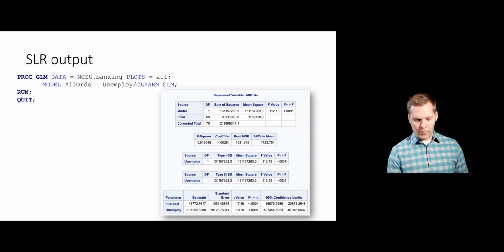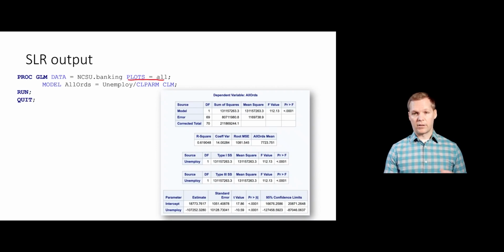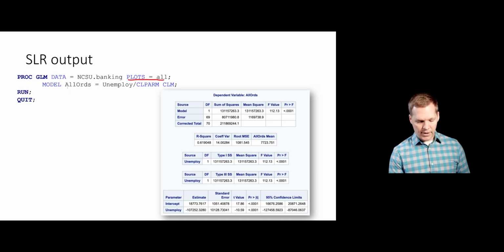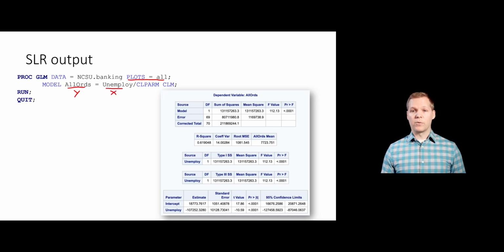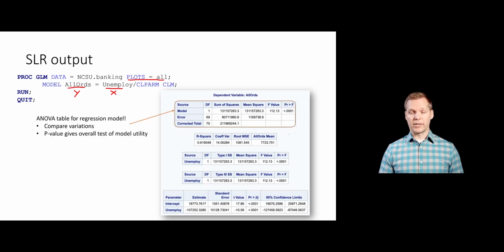You can see that we're going to do plots equal all so that we get our plots that are going to help us understand our assumptions a little bit better. And then we're just specifying our y variable and our x variable. I'm then asking for both confidence intervals for our parameters and then confidence intervals for the mean response at our x values. The output over here on the right has a lot of stuff going on. We'll just briefly look through it. What we're doing here is a little bit beyond us, generally speaking, so we'll just talk about the general things that you would look at in this output.